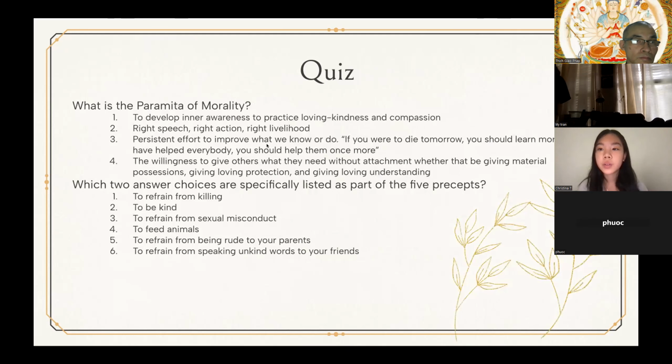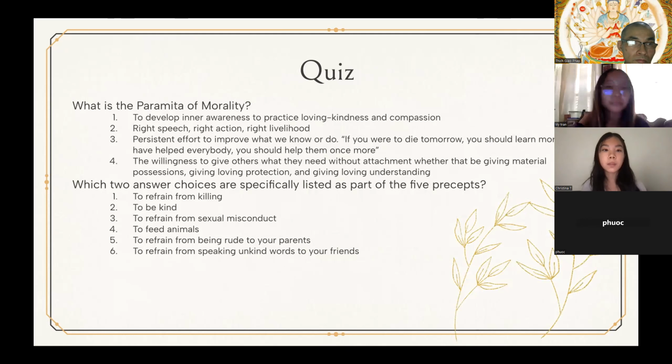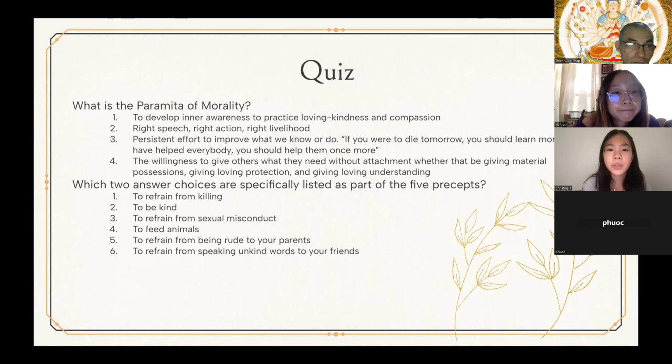This is the quiz part of my presentation. So the first question is, what is the Paramita of morality? 1, to develop inner awareness, to practice loving kindness and compassion. 2, right speech, right action, right livelihood. 3, persistent effort to improve what we know or do. If you were to die tomorrow, you should learn more. If you have helped everybody, you should help them once more. 4, the willingness to give others what they need without attachment, whether that be giving material possessions, giving loving kindness, protection, or giving loving understanding.